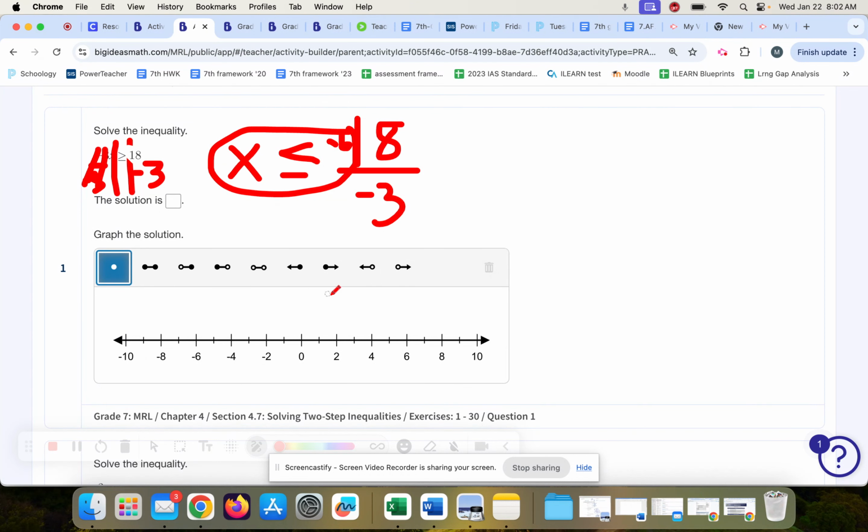Okay. Then when you graph it, you're going to pick the closed circle because it's equal to, pointing to the left, this guy right here, because that matches the arrow. So we're going to the left at negative 6, which means anything negative 6 or smaller will work.